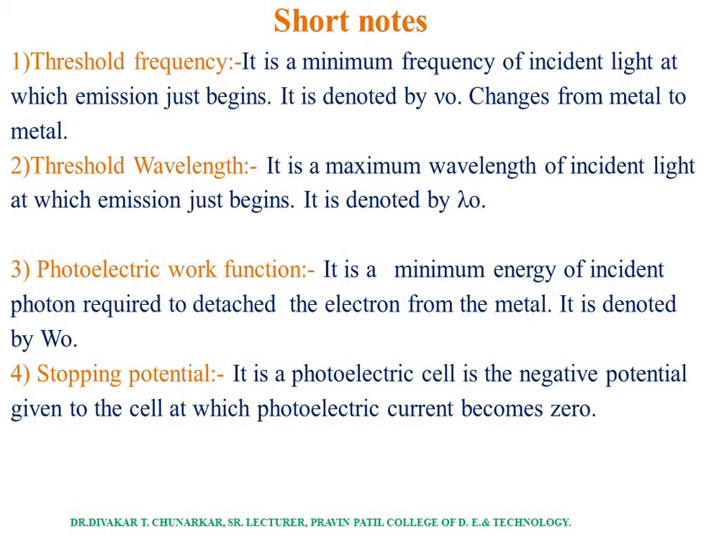Then stopping potential. Stopping potential is defined as the negative potential given to the photoelectric cell at which the photoelectric current becomes zero. This is called stopping potential. So these four definitions are very important.